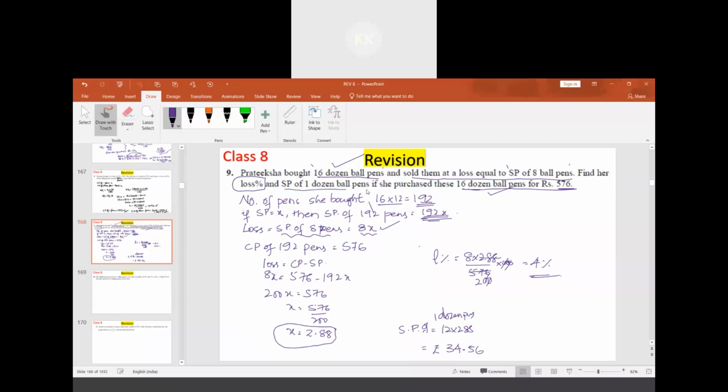Further, SP of 1 dozen ball pens is also to be found. So SP of 1 dozen ball pens will be 12 times 2.88, which is 34.56. Okay. Yes, sir.